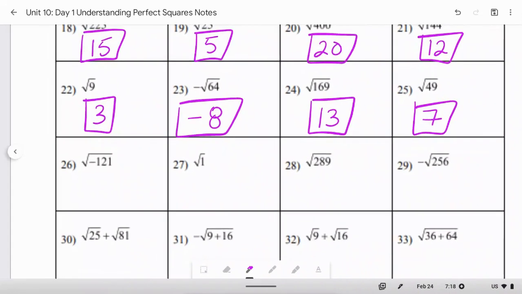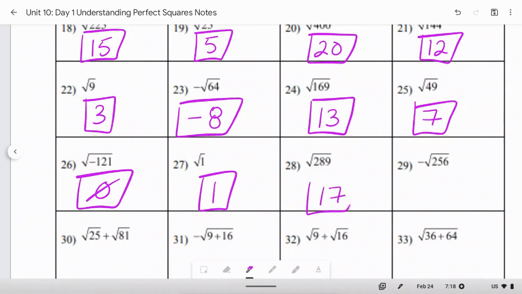And then the square root of negative 121, since the negative sign again is underneath the square root, that's a no solution problem. The square root of 1 is just 1. The square root of 289 is 17. The square root of 256 is 16, but don't forget to put that negative sign in front.